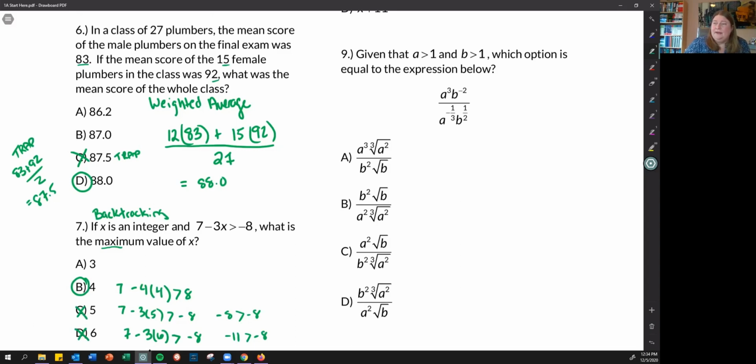Okay. 7 minus 8, is that greater than negative 8? Yeah, negative 1 is definitely bigger than negative 8. I've answered this and I've double checked it. That's number 7.